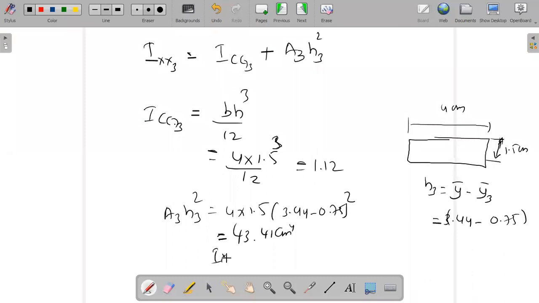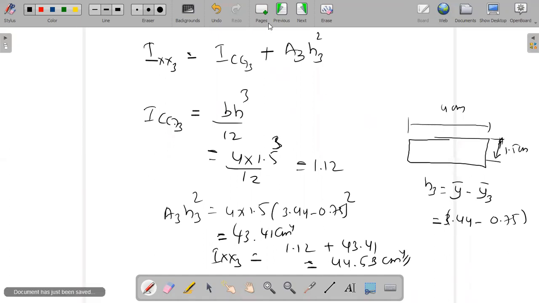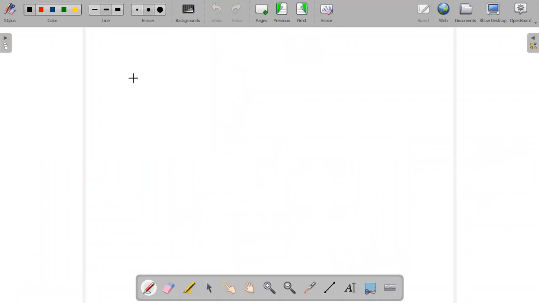Now what is Ixx3? You just substitute the values: 1.12 plus 43.41. What answer are you going to get here? 44.53 centimeter power 4. You got Ixx3 also. Next you have to find Ixx4.